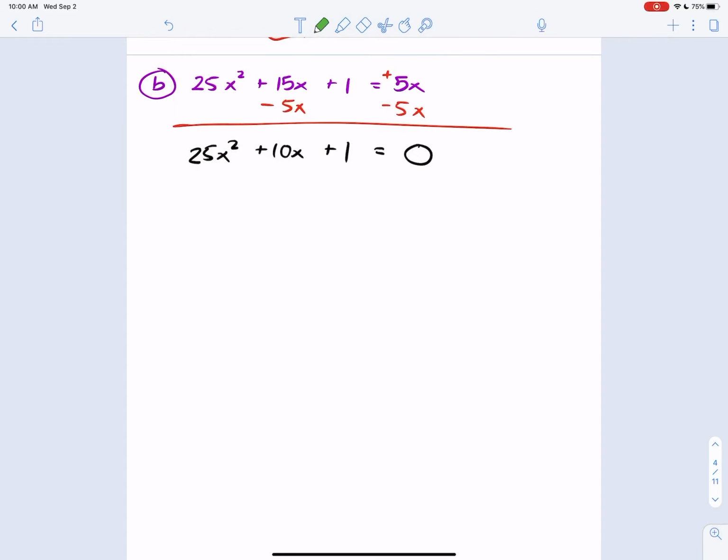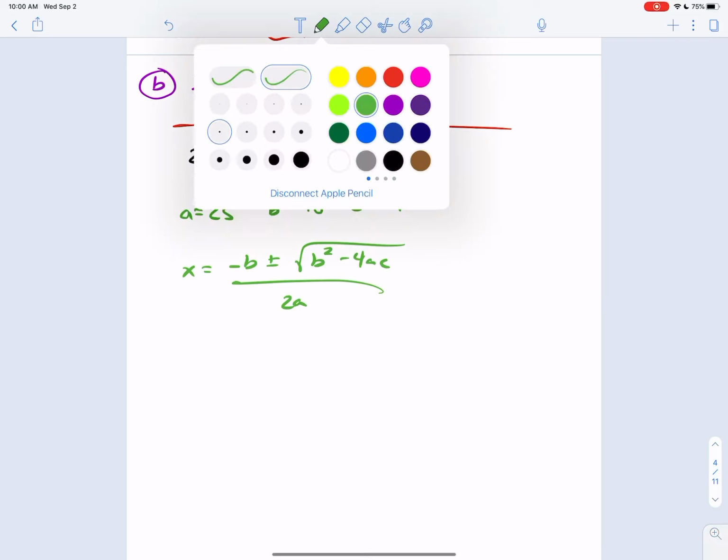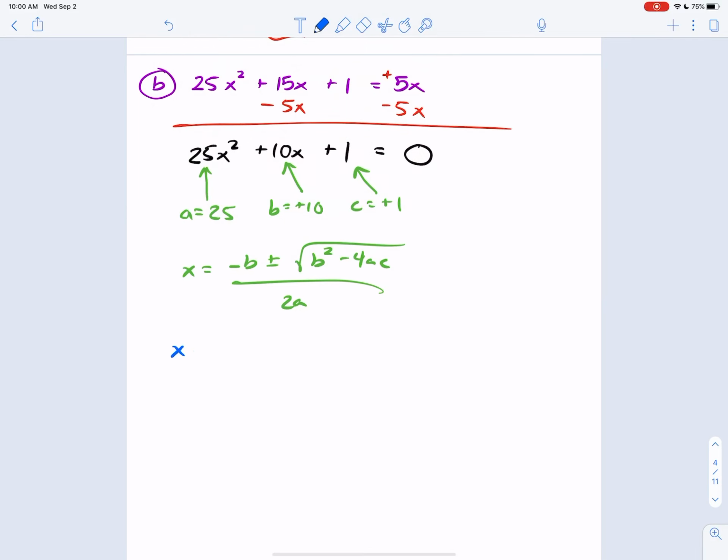Okay, so here we go. We now know that A is 25. B is a positive 10. C is a positive 1. All right, so x equals negative b plus or minus square root b squared minus 4ac all over 2a. So x equals negative, I'm going to put in my placeholders, negative b plus or minus square root of b squared minus 4ac all over 2a.